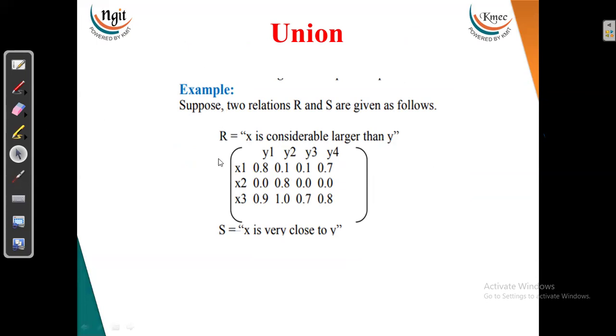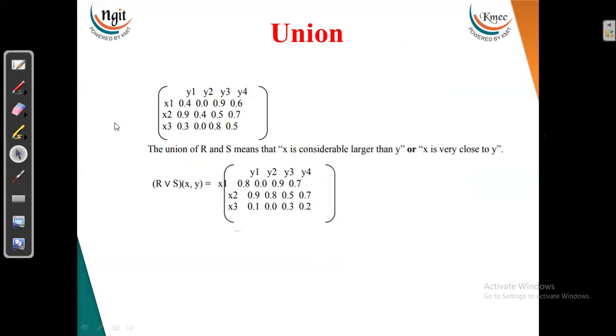We have done all the crisp relations in the previous session, right? So here the relation between X1, Y1 is 0.8, X1, Y2 is 0.1, X1, Y3 is 0.7. So that we can know. This is R. Similarly, X is very close to Y. This is another example, S. So X1, Y1 is 0.4.